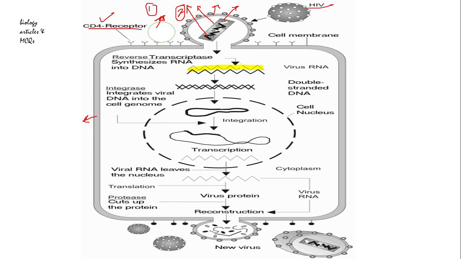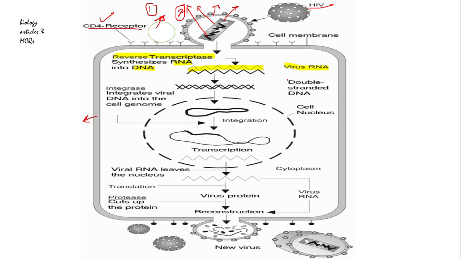After the virus RNA enters the cell, it has to be converted into DNA. In order to convert the virus RNA into DNA, one enzyme is required, the reverse transcriptase, and this reverse transcriptase enzyme is present inside the HIV virus. So it will convert the RNA into DNA. This reverse transcriptase enzyme will help in the conversion of RNA into DNA.